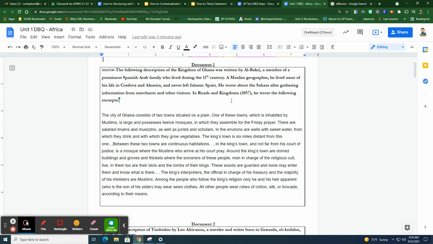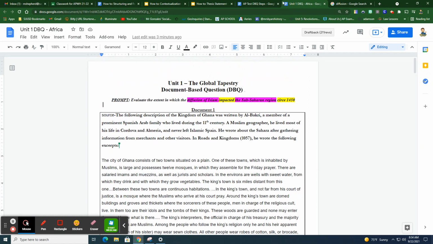Before I do this, you guys on your own should have done, after you read the prompt, you should list right here in the margin everything you know about, again, the region, the era, in order for you to establish your context. Okay. So go ahead, let's read the document.